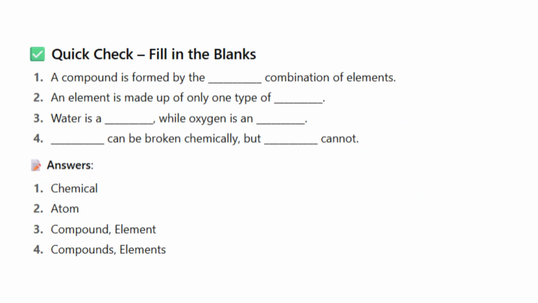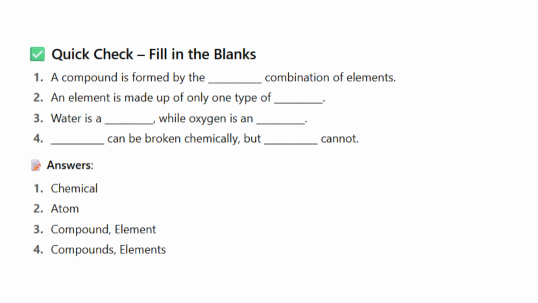A compound is formed by the ___ combination of elements. An element is made up of only one type of ___. Water is a ___ while oxygen is an ___. ___ can be broken chemically, but ___ not. Answers: Chemical, atom. Compound, element. Compounds, elements.